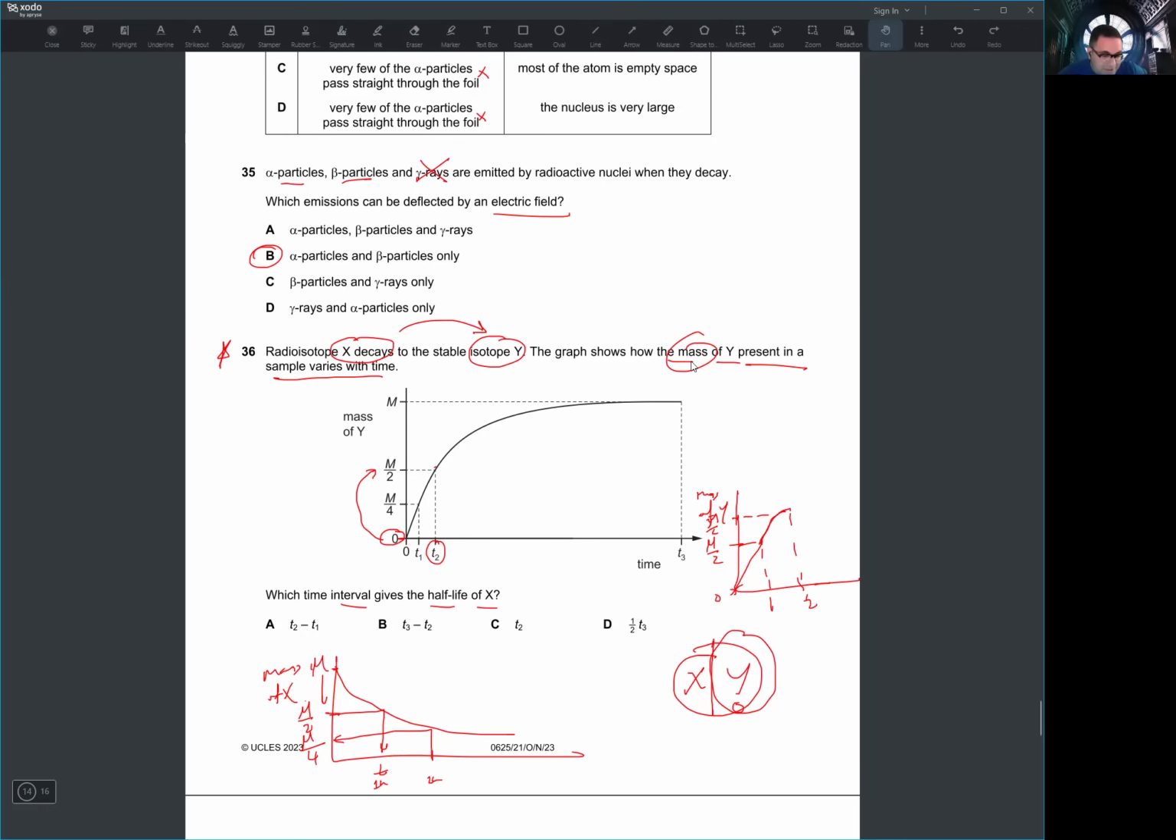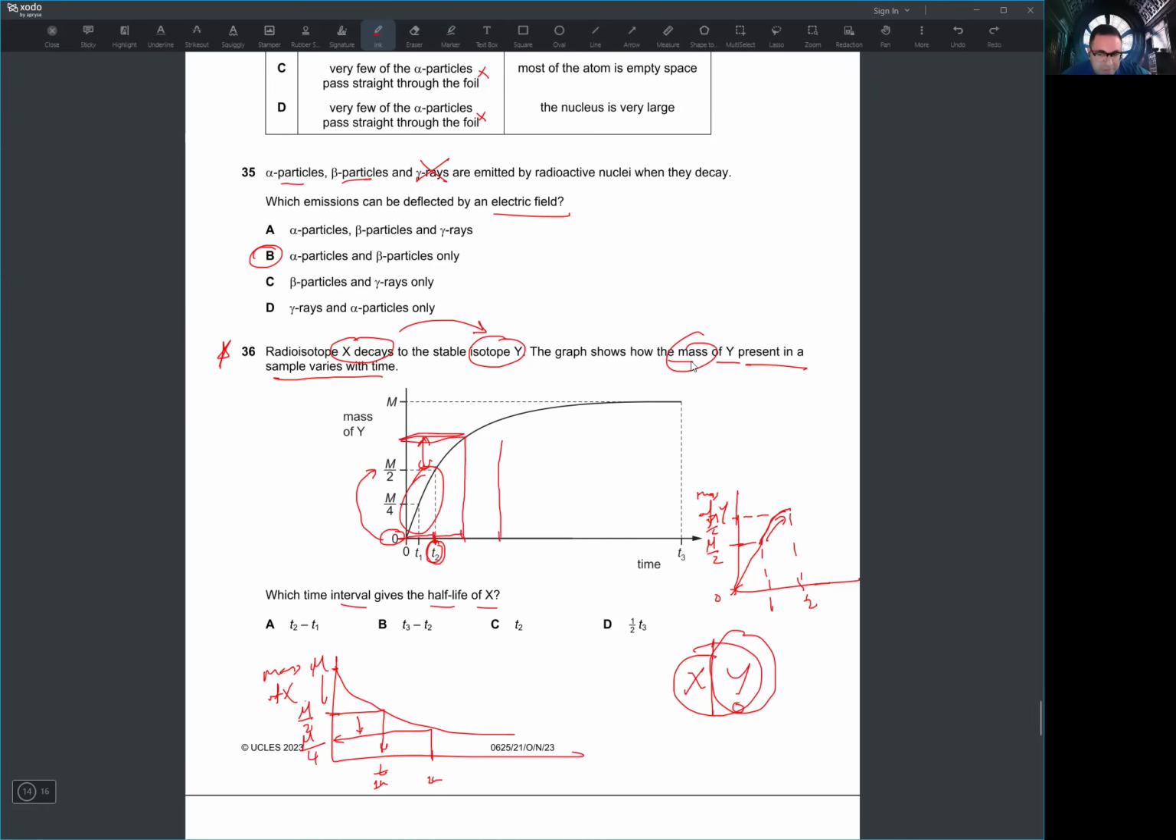Because there is less mass to decay the second time. Yes, there is less mass to decay the second time. So there's less mass to increase by y the second time. It's not going to increase more. And if this is the half-life, if T2 really is the half-life, look at this time. Copy it here. This much is half of this, which is correct.